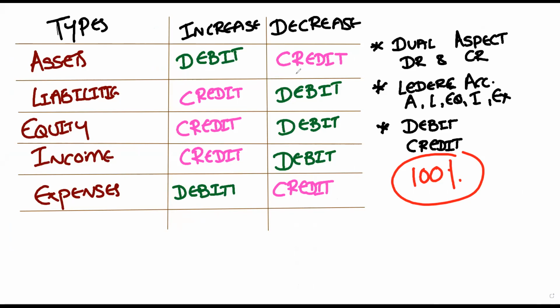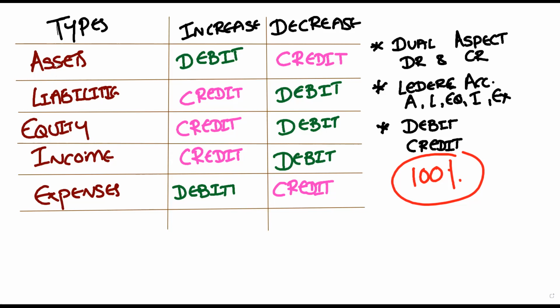Cash is an asset. Asset increases debit. Understood? Yes, Sanuka. You have to say what increases. Cash is an asset. Asset increases debit. And why is office equipment debited? Can someone tell me?